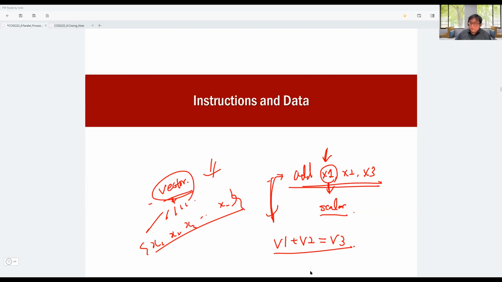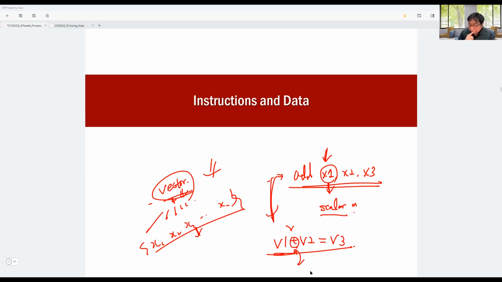So until now, we learned about the scalar operation of a single core, single processor. But we can also think about vector operations in our processor, okay? And then what is the main feature of this vector operation? A single vector has multiple elements. And another feature is that if we perform a vector operation, the same operator is applied to multiple operands or elements. That is the feature of vector operation.